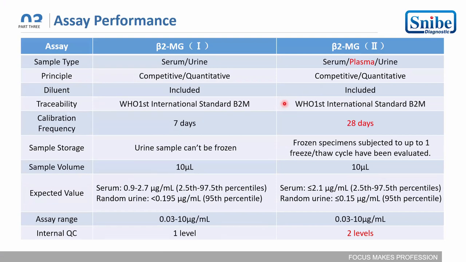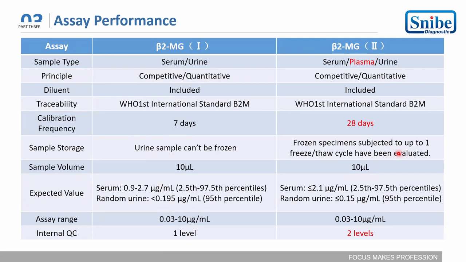So for traceability with the WHO first standard of beta-2 microglobulin, our assay reliability showed that. The calibration frequency is 28 days in second generation, while in the first generation it was 1 week. If you talk about the sample storage, urine sample cannot be frozen. That's a recommendation for the generation 1 beta-2 microglobulin. But in the beta-2 microglobulin second generation, the frozen specimen subject to up to 1 freeze thaw cycle has been evaluated. So the evaluation based on the 1 freeze thaw of a urine sample can be used for the beta-2 microglobulin second generation.